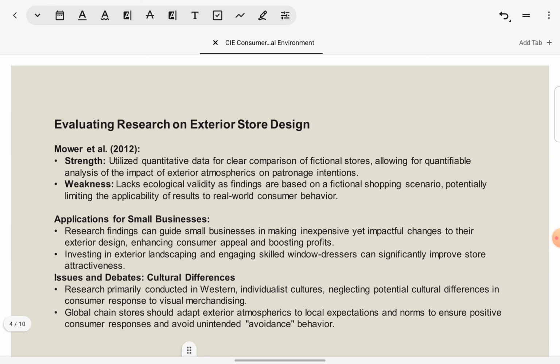Let us now look at an evaluation quickly of exterior design. When they ask for an evaluation in the paper, like in a 10 marker, definitely we can refer to Mowrer et al.'s study, strengths and weaknesses. One strength of the study was that they used quantitative data. Participants had to answer a questionnaire on which they gave ratings for all those dependent variables.